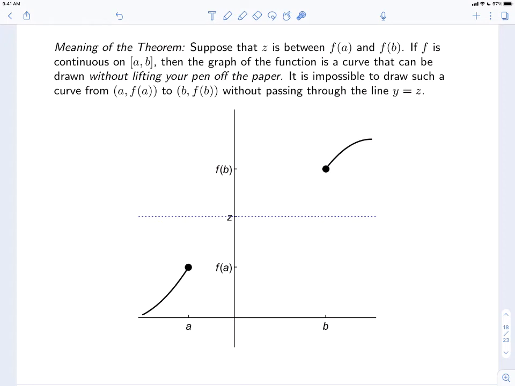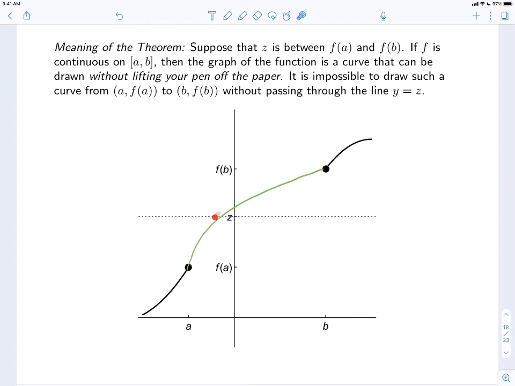We can think about this in terms of drawing the graph. If a function is continuous, that means that its graph can be drawn without lifting your pen off the paper. So if I know that the graph to the left of A is down here, and to the right of B is up here, then I need to be able to draw the graph from A to B without lifting my pen off the paper.